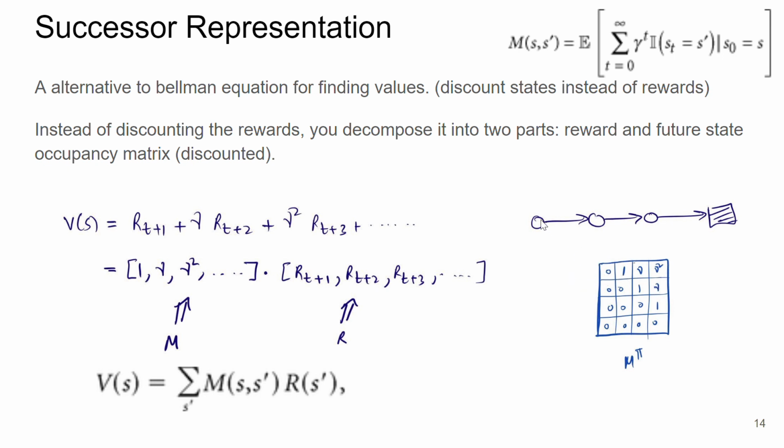So if you're starting at this state, this row represents the probability of, it's not exactly probability, but the expected future time you'll spend in each state. So if you start here, you spend one time step here, gamma time steps here, and gamma square time steps here.